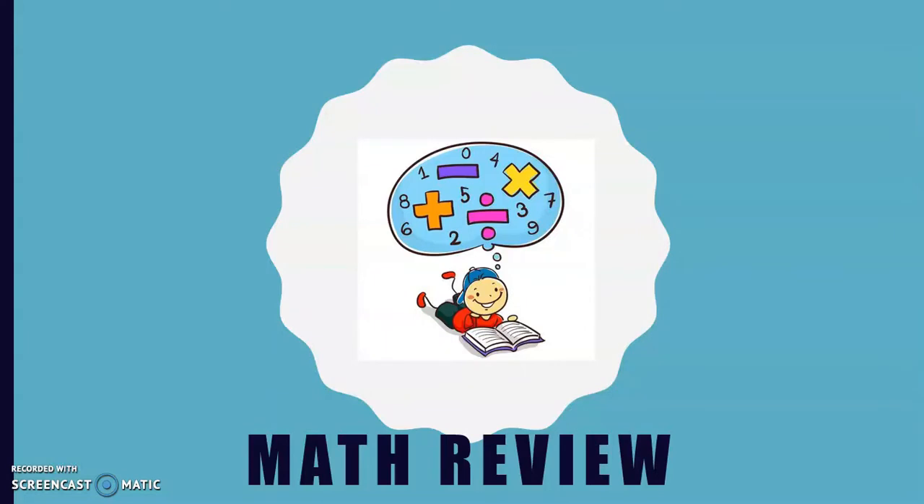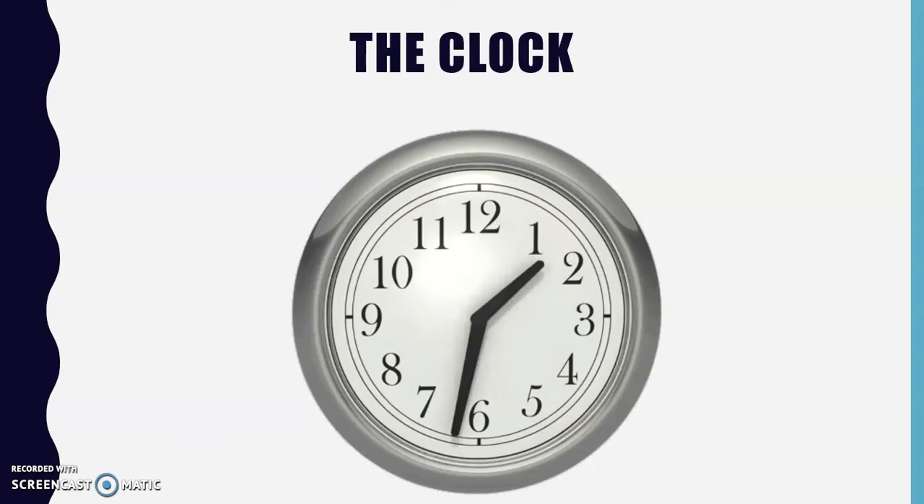Hello first grade! Today we are going to review for our math test. In math, we talked about the clock. We said that the clock has 12 numbers, starting with number 1 over here and moving in a circular way, ending in 12.